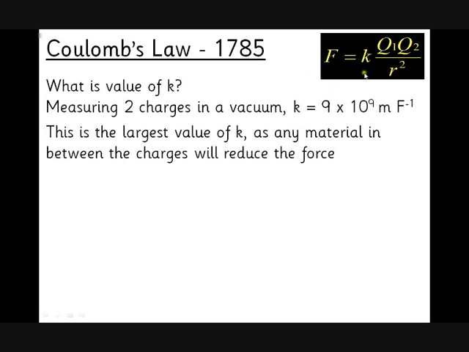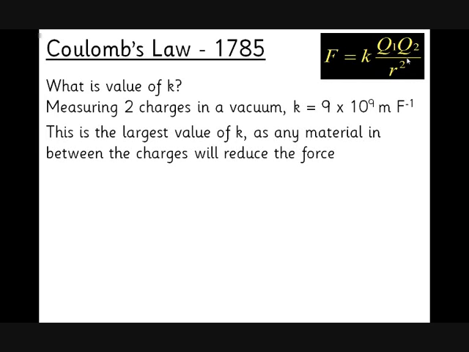You could work out the units by looking at the base units of F r squared over Q1 Q2. If you converted that down to the SI units, you could work out that the units for the constant k are metres per farad. Just try and remember them if you can. The most important point here to note is that this is the largest value of k possible.